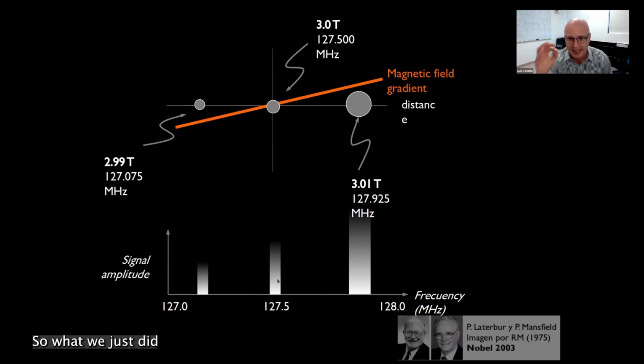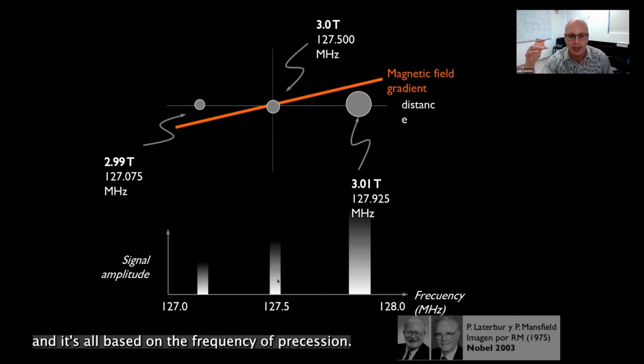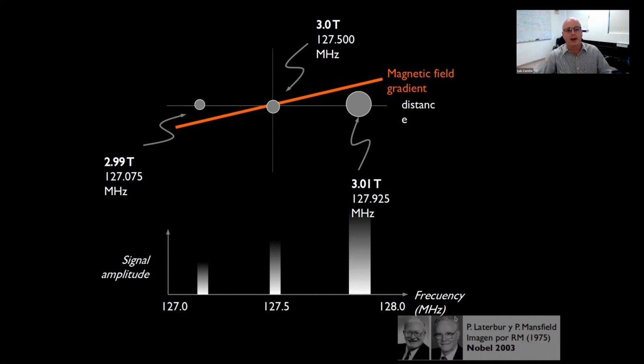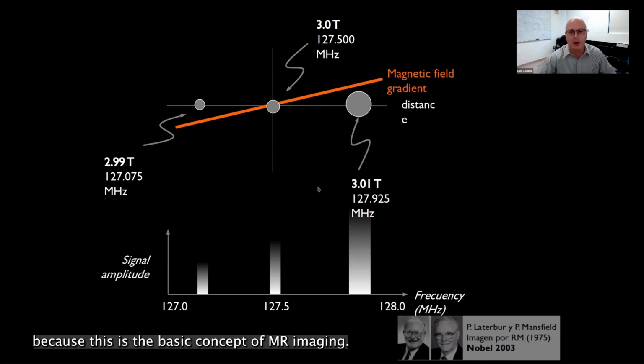So what we just did is to spatially encode tissue or components of tissue or our sample. Now we have an idea of where things are, at least in one dimension, and it's all based on the frequency of precession. Now, that is a very clever idea, and these sorts of ideas are what get you a Nobel Prize, because this is a basic concept of MR imaging.